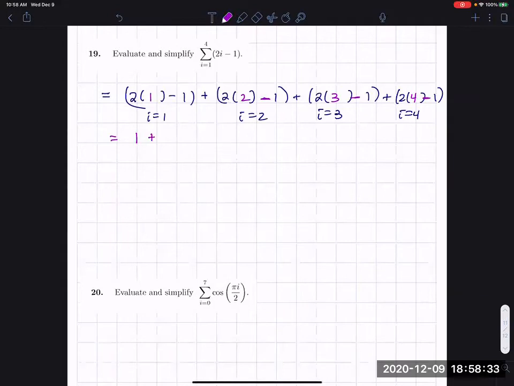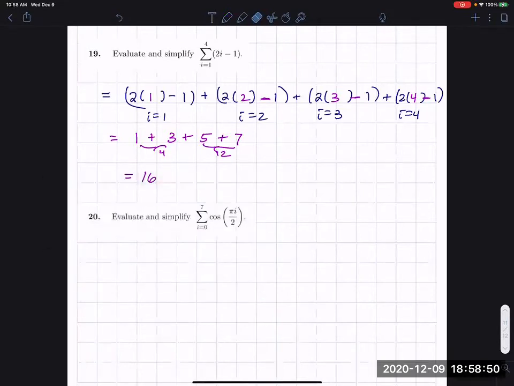2 times 1 minus 1 is 1. 2 times 2 minus 1 is 3. 2 times 3 minus 1 is 5. 2 times 4 minus 1 is 7. Add those up. Let's see, this is 4. This is 12, so the final answer will be 16 on that one.